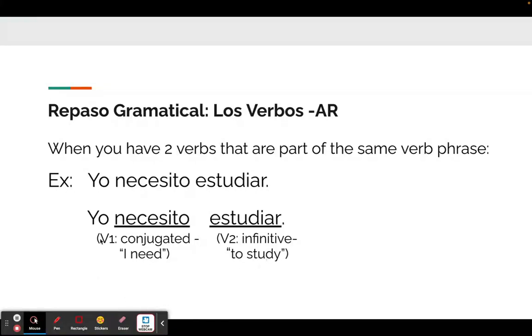So this rule only applies when the two verbs are part of the same verb phrase. So some common verbs that we use in those two verb phrases are necesitar, to need, or desear. So you could say, yo necesito estudiar. Yo deseo estudiar. But the concept remains that the first verb is conjugated and the second one is in the infinitive.